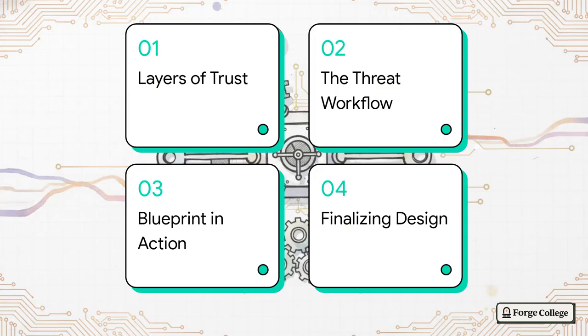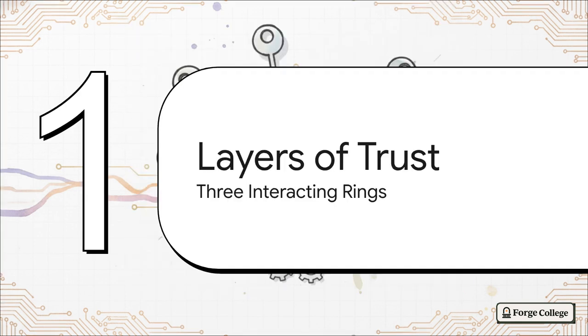All right, here's our blueprint for today. 1, we'll break down the 3 layers of trust. 2, we'll establish a step-by-step threat workflow. 3, we'll see this blueprint in action. And 4, we'll finalize our design. Let's dive in. Section 1, 3 layers of trust.